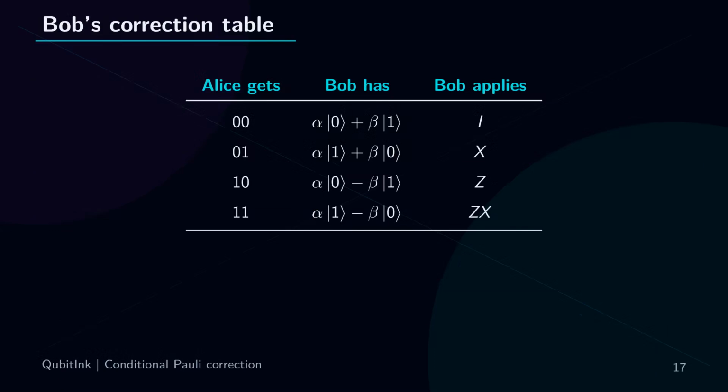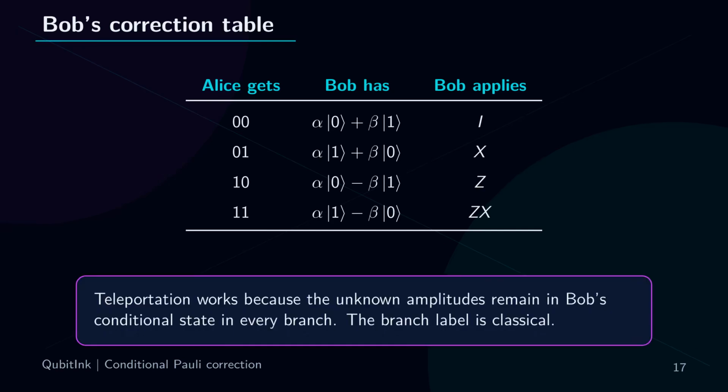The correction table summarizes the whole protocol. For outcome 00, Bob applies identity. For 01, Bob applies X. For 10, Bob applies Z. For 11, Bob applies ZX. In every branch, the unknown amplitudes alpha and beta remain present in Bob's conditional state. That is the central point. The branch label is classical. The quantum information has moved to Bob's side, without Alice ever learning the state.